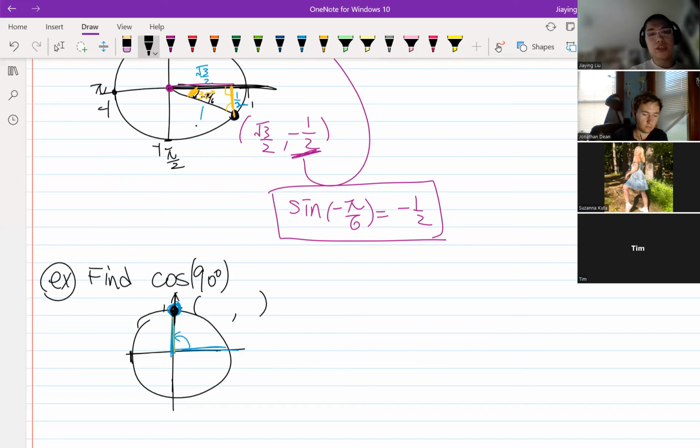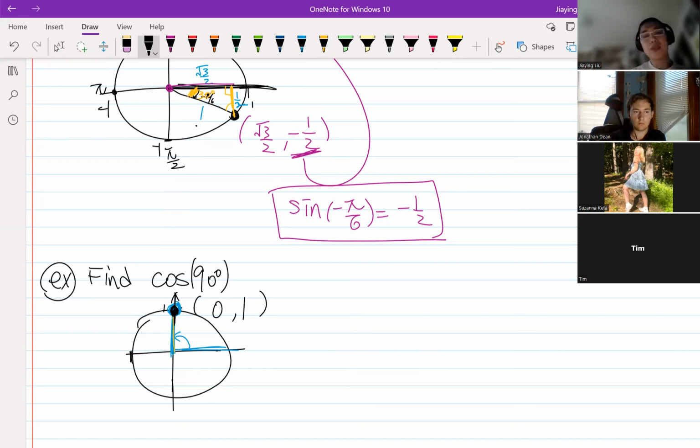If a point is on the y-axis, then the coordinates are just going to be 0, 1. There's no other way to write down the XY coordinates other than just quickly looking at the y-axis to figure out that the point is 0, 1. And there's no right triangle, no reference angle. It actually saves a lot of work.